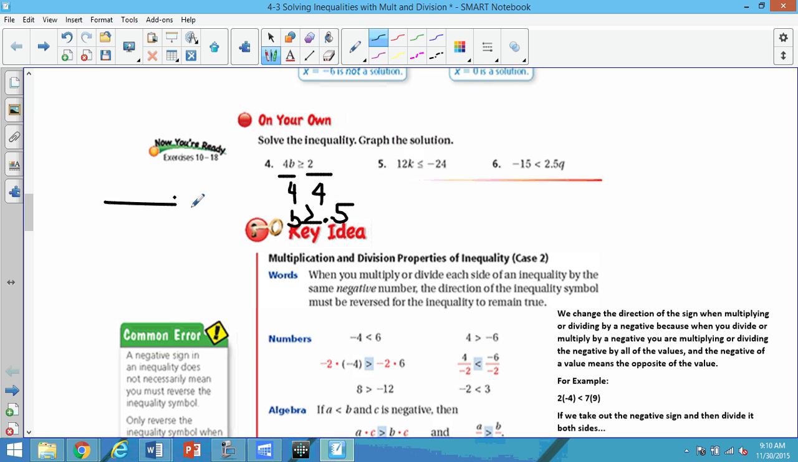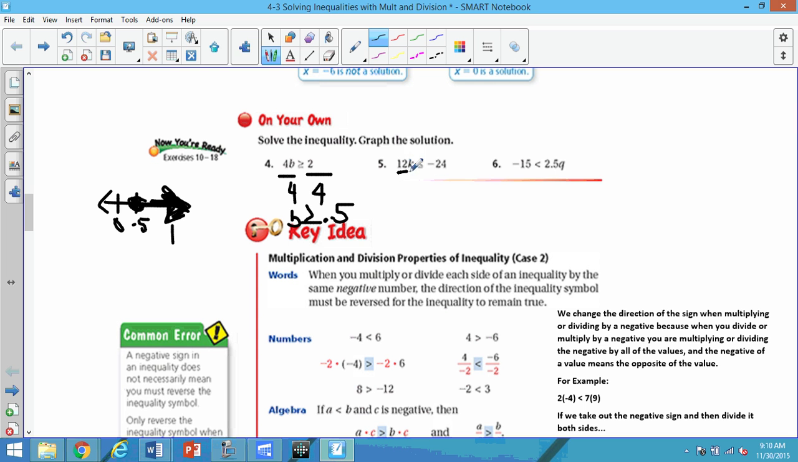So to graph that, if this is 0, that's 0.5, that's 1. Okay, I'm counting by 0.5s, or 1/2. So b is bigger than or equal to 0.5, so you're going to put a darkened in circle on 0.5, and you're going to darken it in to the right. Now you are required to have minimally 3 numbers. You can have more, but you have to have at least 3 in your number line.